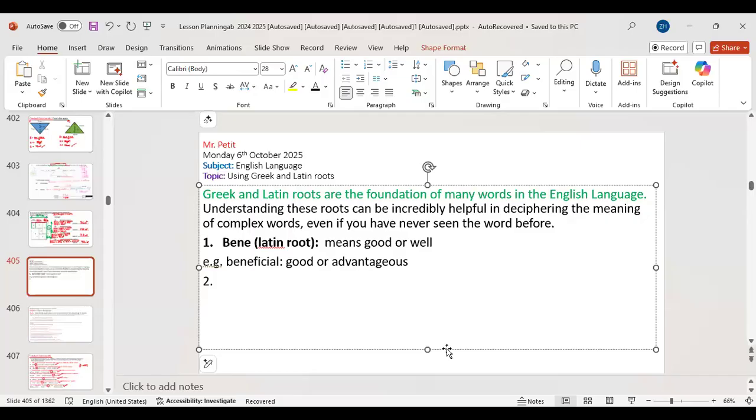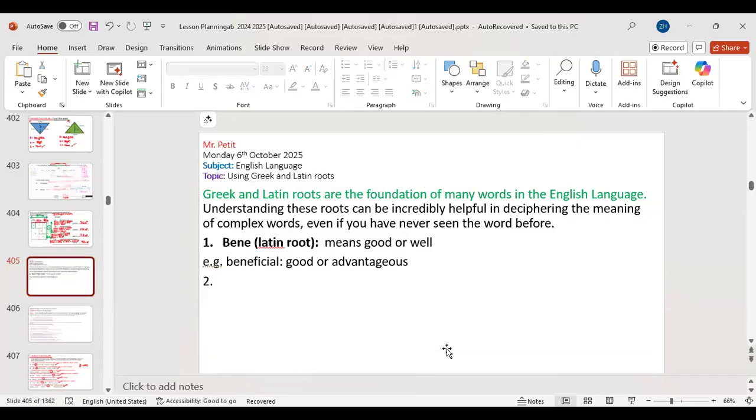Okay, put inside the chat some words. You can look it up if you want to. But put inside the chat some words that begin with Benny. It has to begin with B-E-N-E, Benny. You can't use beneficial. We already used beneficial. So find something else. Put it inside the chat.